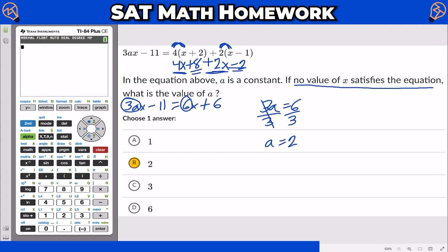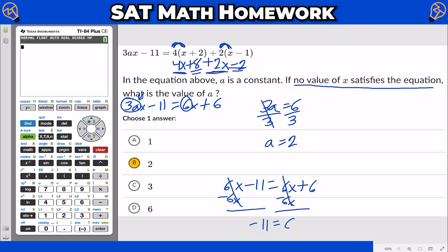But let me show you why that works. Let's say if we plug that 2 back in, obviously 3 times 2 is 6. So we have 6x minus 11 equals 6x plus 6. Well, if you try to solve for x, wouldn't you get x's to the same side? And then notice they cancel. And then you're left with simply constants.